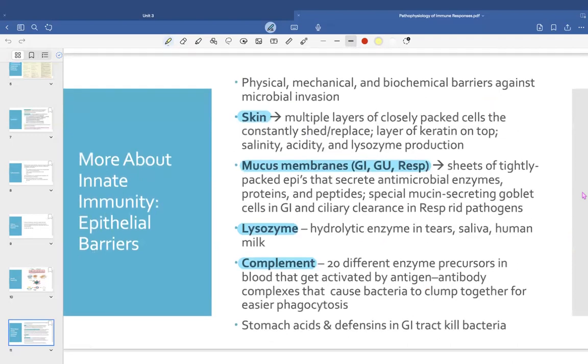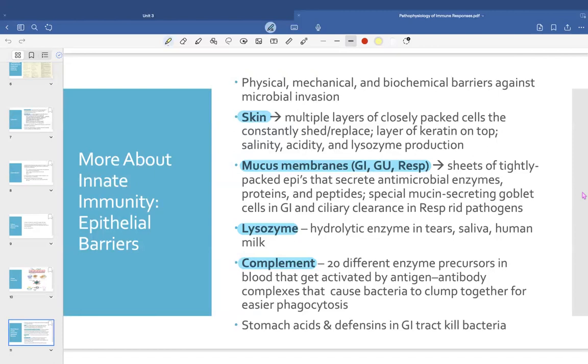So just a little bit more in depth and a reminder of your epithelial barriers. Okay, these are both physical, mechanical, and biochemical barriers. Because your skin, in addition to the cells, also produces, you know, that layer of keratin. It has a higher salt content and an acid content, and the ability to produce lysozyme. Some of your mucous membranes, with your GI, your GU, your respiratory tract, again, more epithelial cells, they produce mucin, and all of that helps. It has cilia, all of that helps with elimination of pathogens.